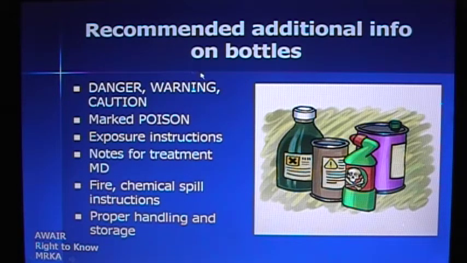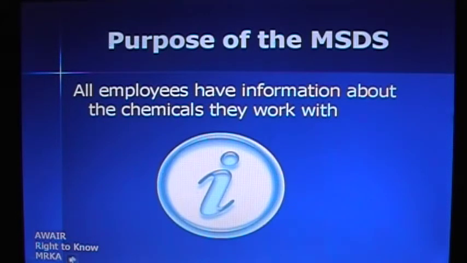Additional information on bottles. Sometimes they'll be rated danger, warning, caution. They'll be marked poison, perhaps. They'll tell you what happens if you're exposed to them, what the MD needs to treat you for, any kind of fire or chemical spill instructions, and how to handle and store it. All employees have information about the chemicals they work with in these books.